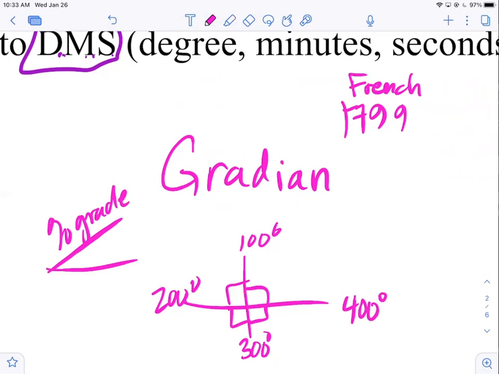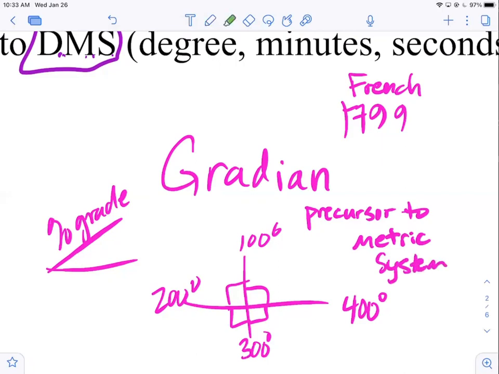Oh, like so many others. Yes. And then it would be revised into the metric system. This was like a precursor to the metric system. It's interesting that they called it the gradian because we are going to learn about another way to measure an angle that's called a radian. And that's what you have to use when you start talking about distances and lengths. You have to use a radian because it's unitless. And if you've taken physics, you might know what a radian is. So perhaps they just added the G to radian to get gradian, I'm guessing.